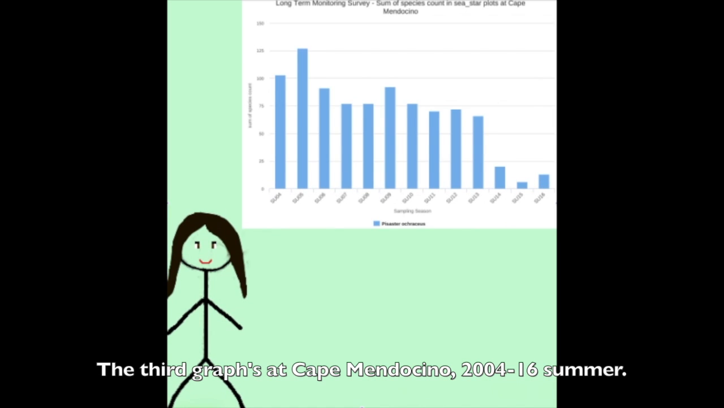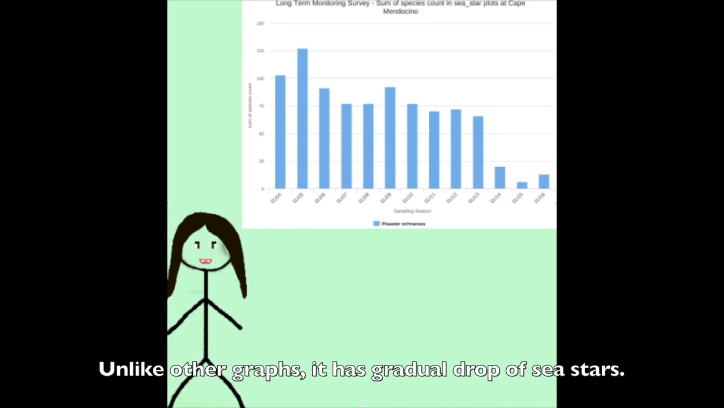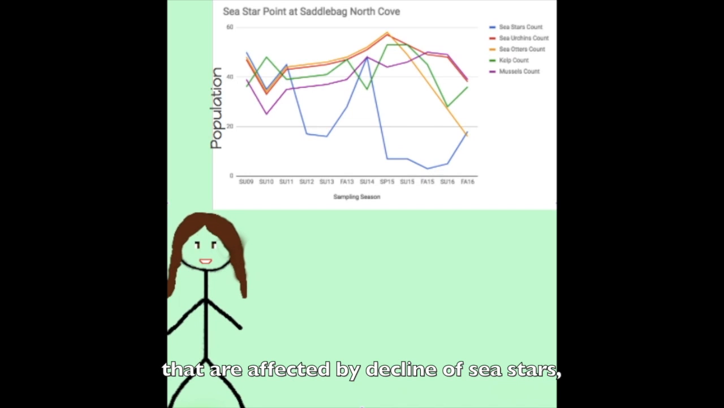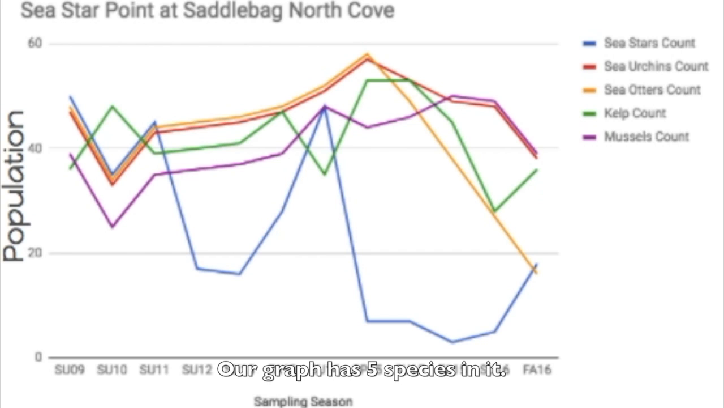The third graph is located in Cape Mendocino. This graph ranged from summer of 2004 to the summer of 2016. Unlike the other graphs, it has a sudden drop of the sea star population. In contrast to the other graphs that only feature the sea star population, our graph shows several species that are affected by the decline in sea stars. Our graph features sea otters, mussels, kelp, and sea urchins.